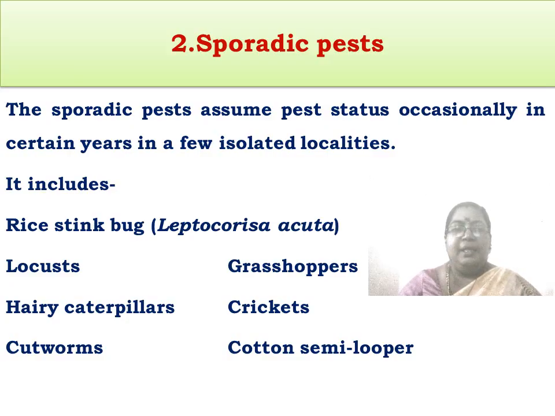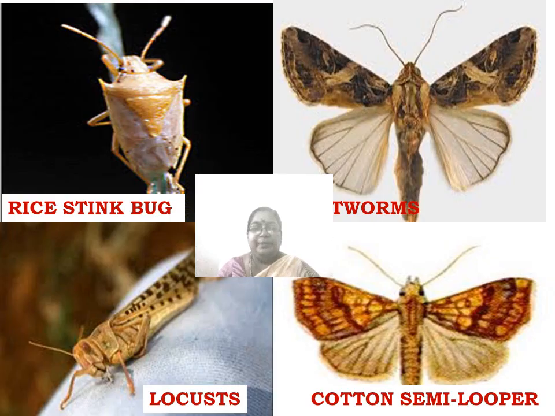Sporadic pests assume pest status occasionally in certain years in a few isolated localities. It includes rice stink bug, locust, grasshopper, hairy caterpillar, cricket, cutworms, and cotton semi-looper. In this picture, we can see rice stink bug, cutworm, locust, and cotton semi-looper.